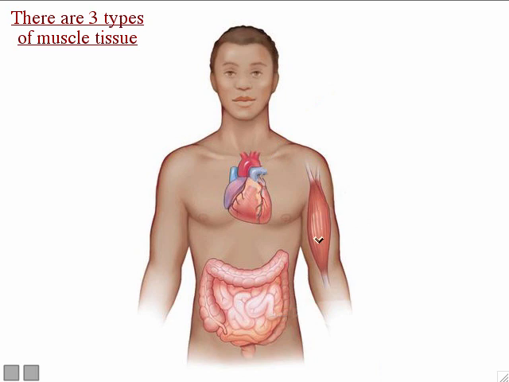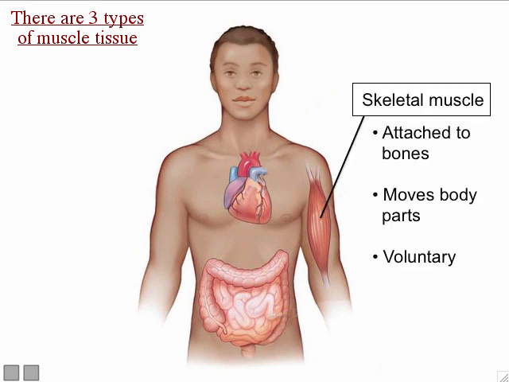Okay, we'll start off with skeletal muscle tissue. This bicep muscle you'll see here is an example of that. Skeletal muscle tissue is attached to the bones of your body, the bones of your skeleton. Incidentally, that's why they call it skeletal muscle tissue, because it's attached to the bones. And what skeletal muscle tissue does is it moves your body parts for you.